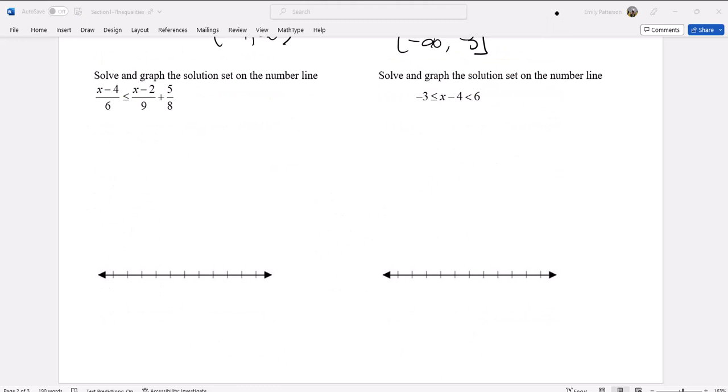For this next one, we're still going to use the idea of common denominators, just like we did in section 1.2 on solving rational equations. So we're going to do that same idea here. Pause the video and see if you can complete it.